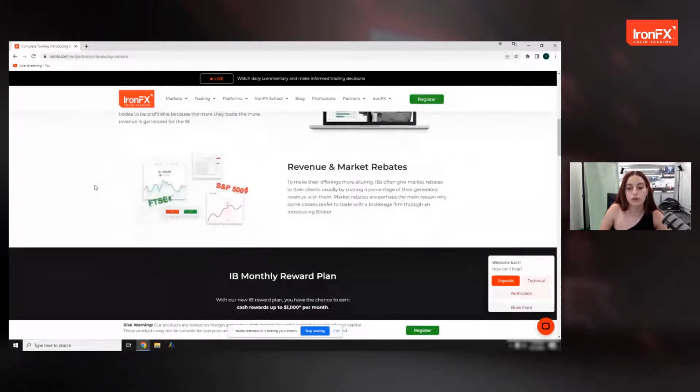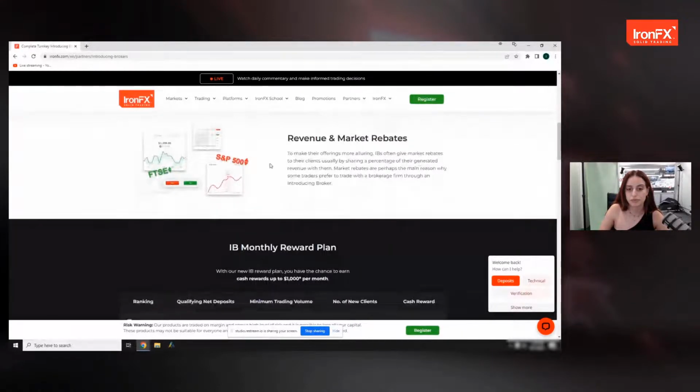Then we move on to revenue and market rebates. To make their offerings more alluring, IBs often give market rebates to their clients, usually by sharing a percentage of their generated revenue with them. Market rebates are perhaps the main reason why some traders prefer to trade with a brokerage firm through an introducing broker.